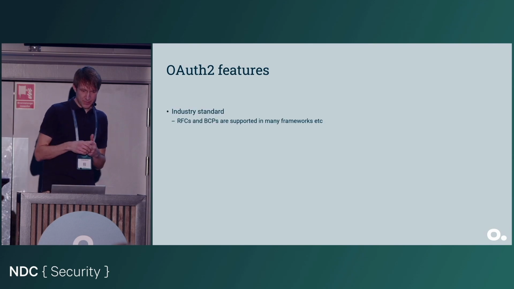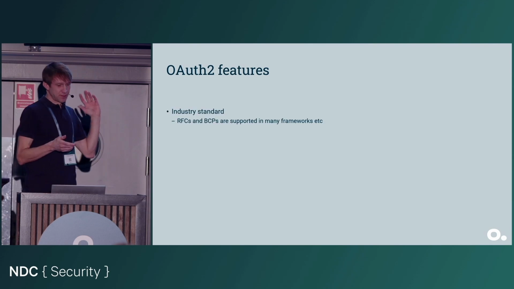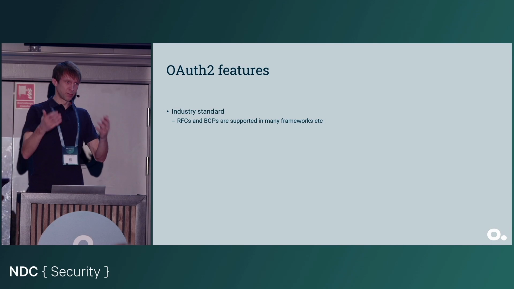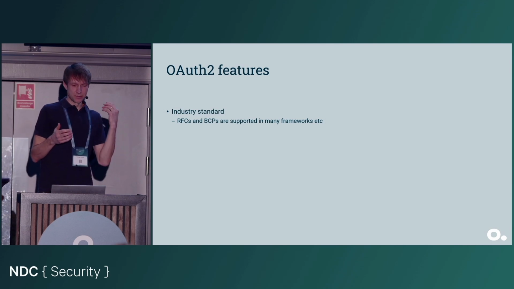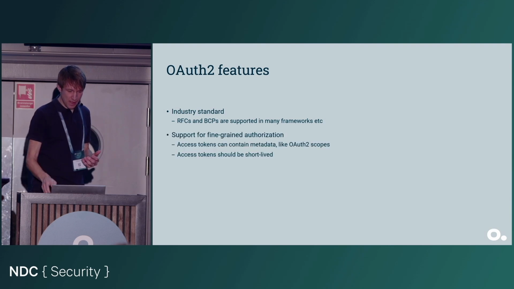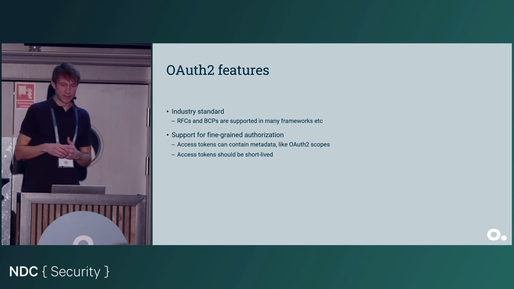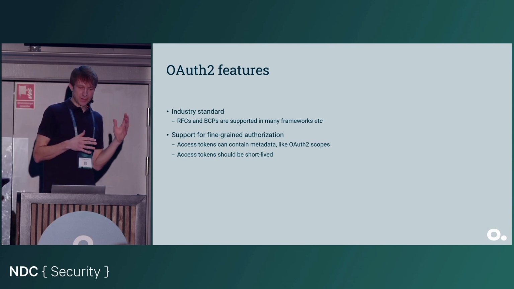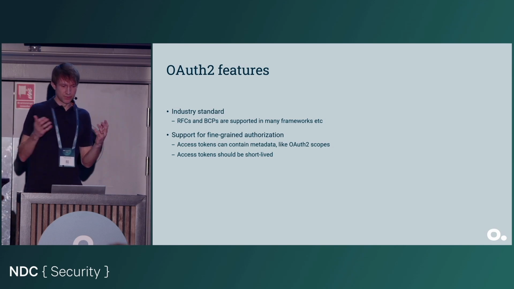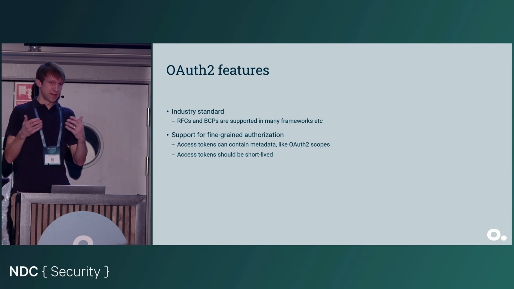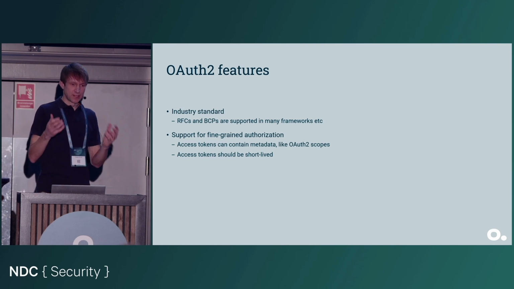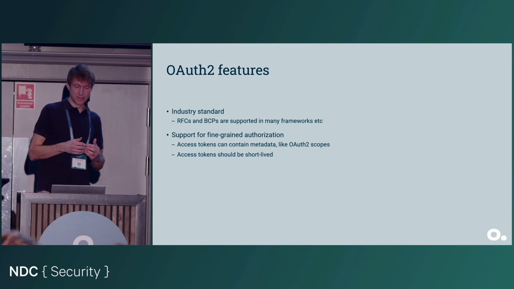Well, there are some OAuth features, and the first one I mentioned is that we now have an industry standard solution. There are RFCs and specifications and official threat models when you implement this. There is good support in frameworks, so you don't have to do everything yourself. So that's really good. And we also have support for fine-grained authorization, since access tokens can contain metadata like OAuth scopes, and we have more information to base our access control decisions on. And access tokens can also be made short-lived, so we follow the principle of least privilege.